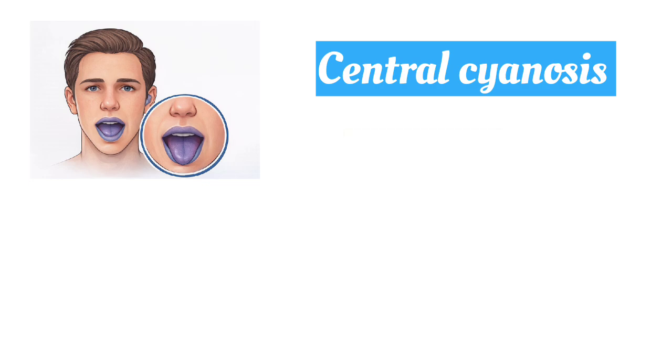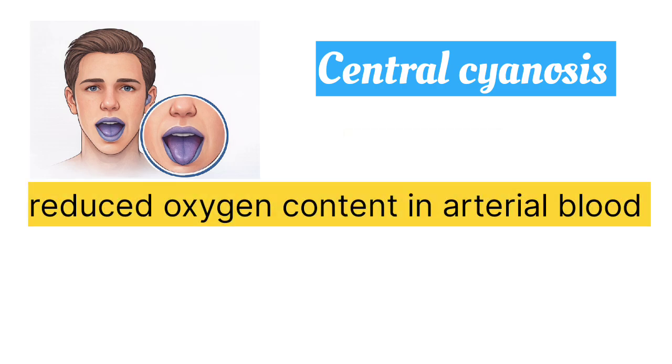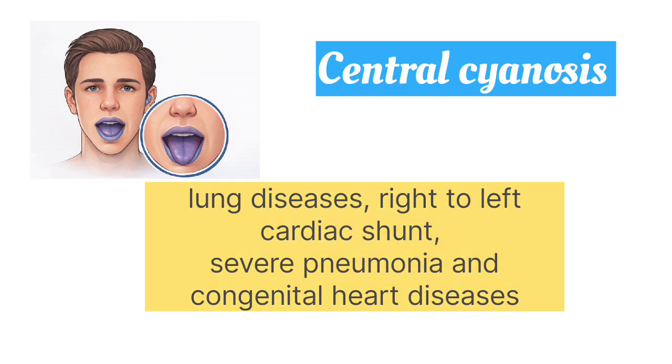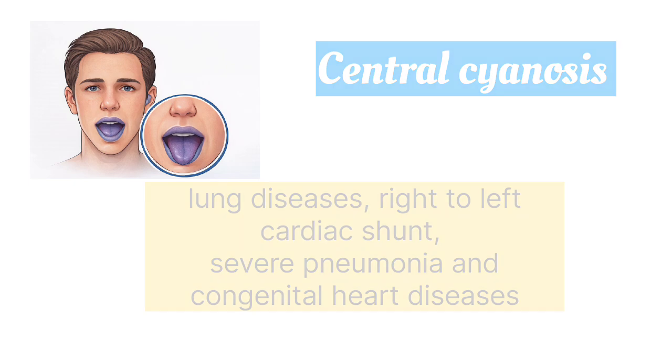The underlying mechanism is reduced oxygen content in arterial blood, leading to increased deoxygenated hemoglobin. Common causes include lung diseases, right-to-left cardiac shunts, severe pneumonia, and congenital heart diseases.